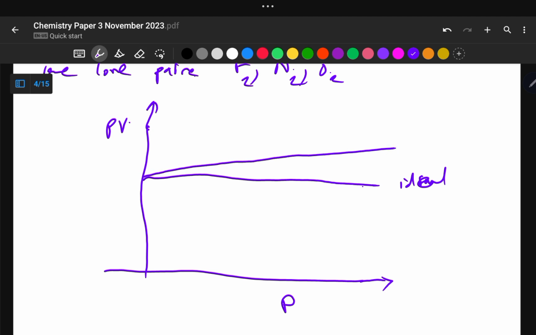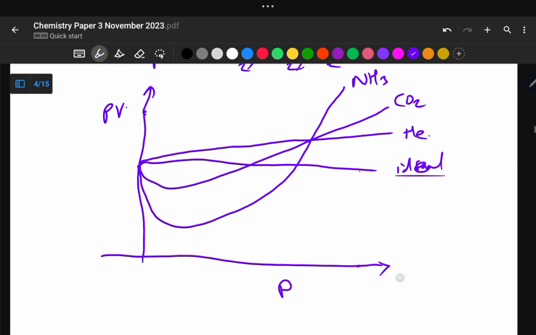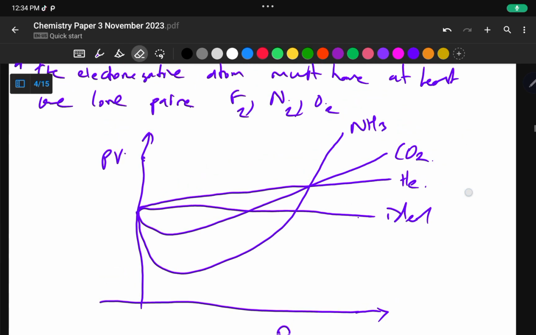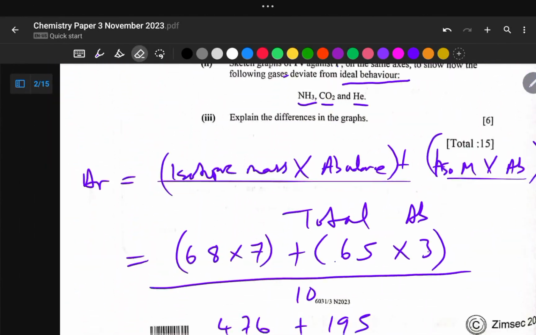And then carbon dioxide will deviate. Right, and then ammonia will deviate mostly from ideal behavior. So here we are having ammonia, and then here we are having carbon dioxide, and then here helium. So here is the ideal gas behavior. So this is the graph PV against P. We're moving on to the next part, which says explain the difference in the graph.